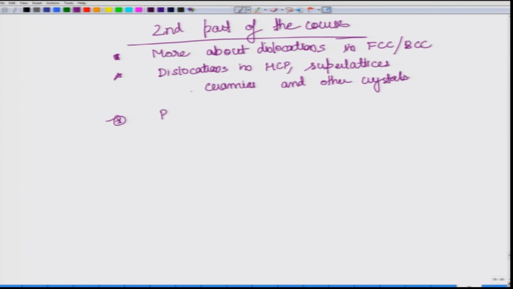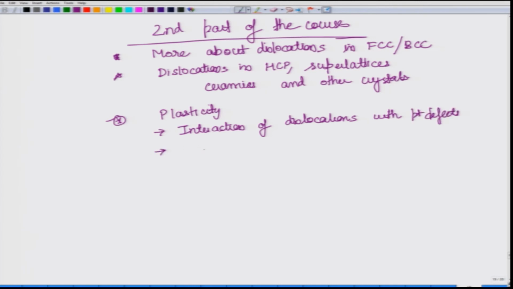Now that we have looked at dislocations and point defects, what is their role in plasticity? So, for that we will start with interaction of dislocations with point defects, which would help you understand particularly the yield point phenomena. We will also look at interaction between dislocations, like what leads to dislocation pile-up kind of behavior.